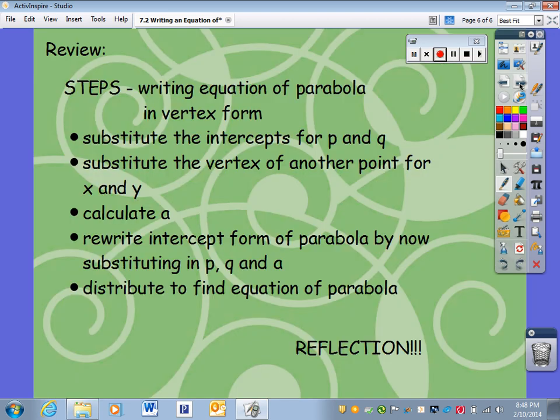Let's review. When we write the equation of a parabola in intercept form, be sure to substitute the intercepts for p and q, then substitute the vertex or another point for x and y, calculate the a, and then rewrite the intercept form of the parabola by now substituting in p, q, and a, and then only distribute if you want standard form of the equation. If it asks you for only intercept form, then you do not need to distribute.